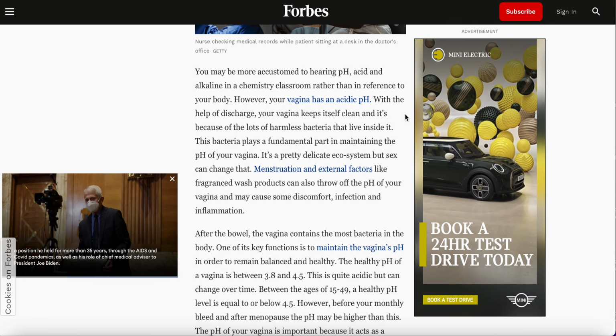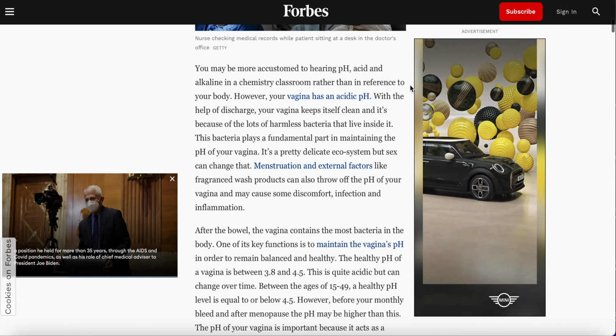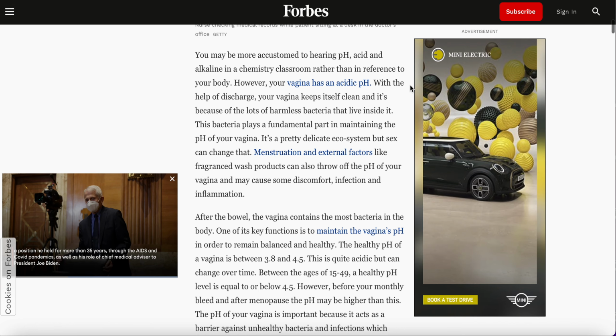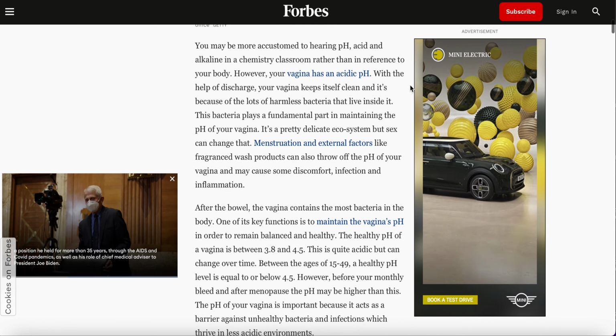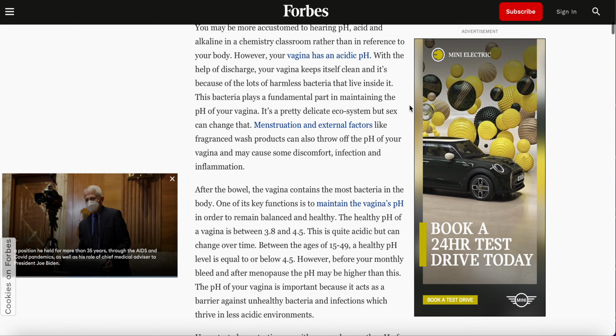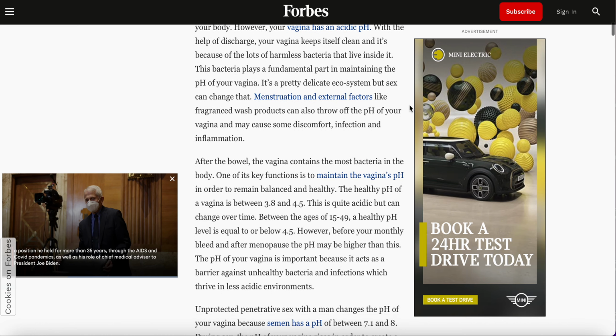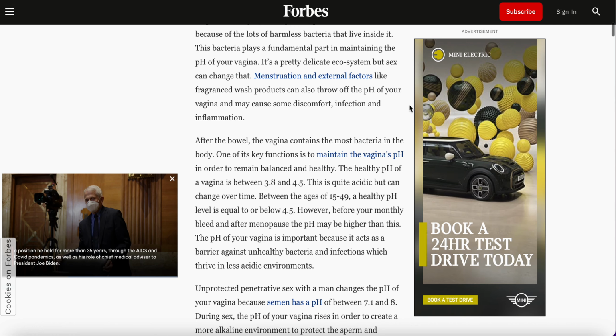I know it's a bit out there, but you may be more accustomed to hearing pH, acid, and alkaline in a chemistry classroom rather than in reference to your body. However, your vagina has an acidic pH. With the help of discharge, your vagina keeps itself clean, and it's because of the lots of harmless bacteria that live inside it. This bacteria plays a fundamental part in maintaining the pH of your vagina. It's a pretty delicate ecosystem, but sex can change that. Menstruation and external factors like fragrance and wash products can too.